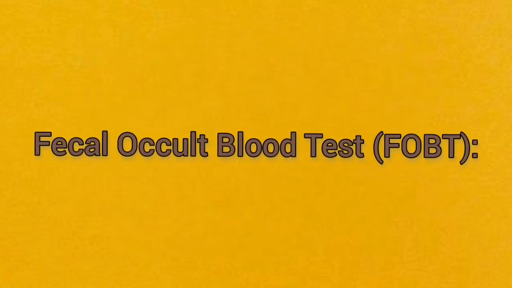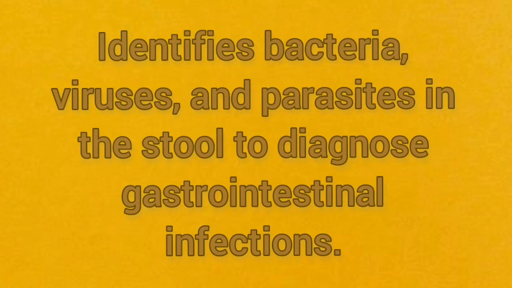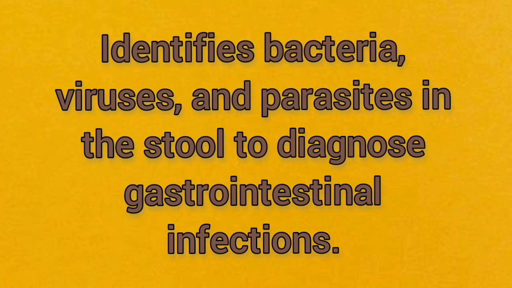diseases. 6. Stool tests. Fecal occult blood test, FOBT. Screens for blood in the stool, which may indicate gastrointestinal bleeding or colorectal cancer. Stool culture. Identifies bacteria, viruses, and parasites in the stool to diagnose gastrointestinal infections.